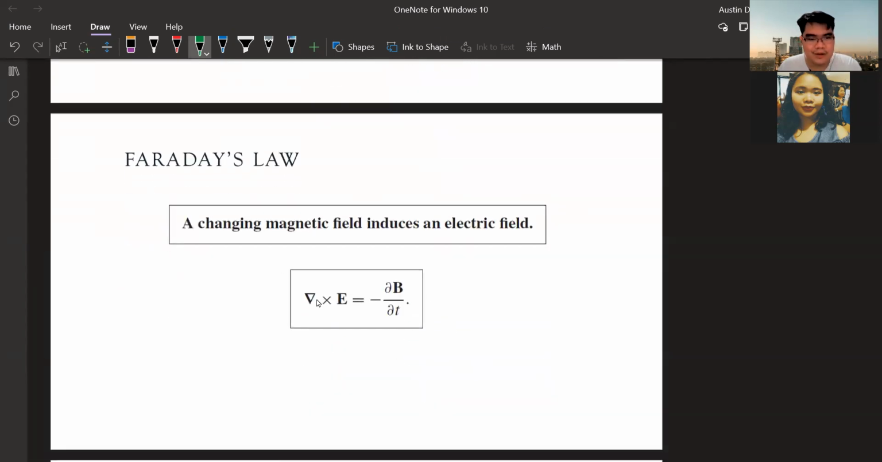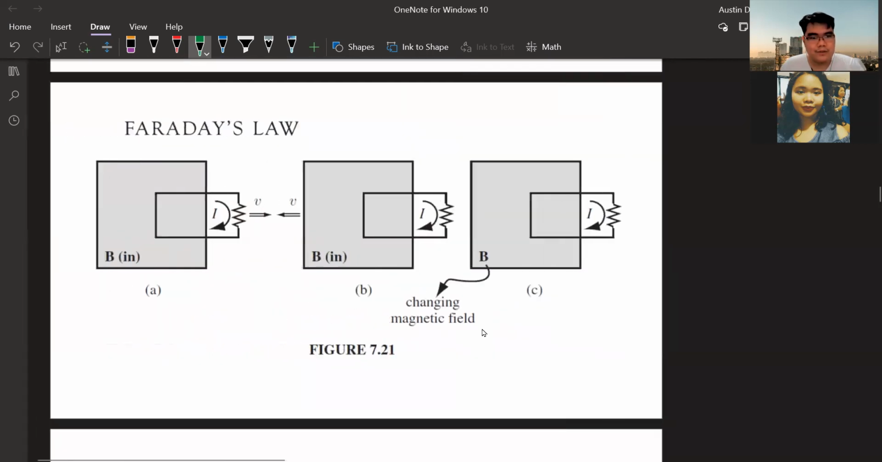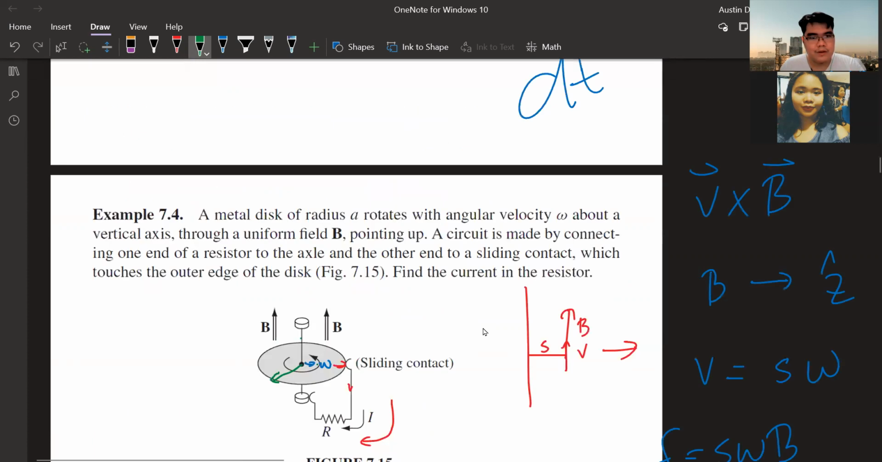Okay. So, paano ba ito kinuha? Let's try to solve that. So, what do we know? What do we know so far?